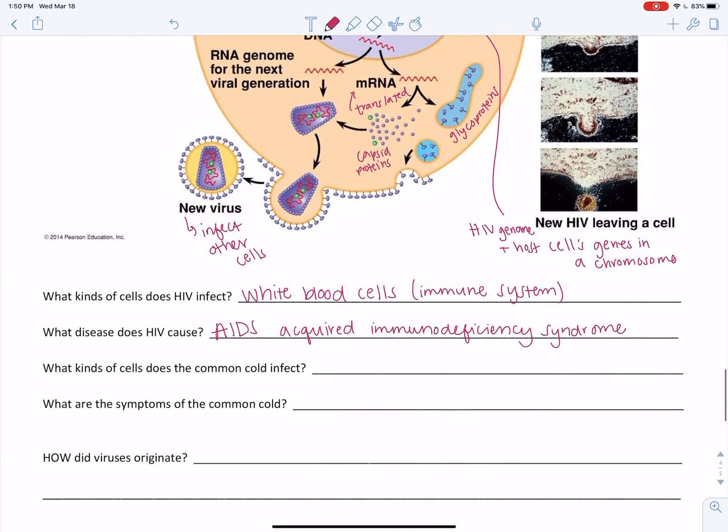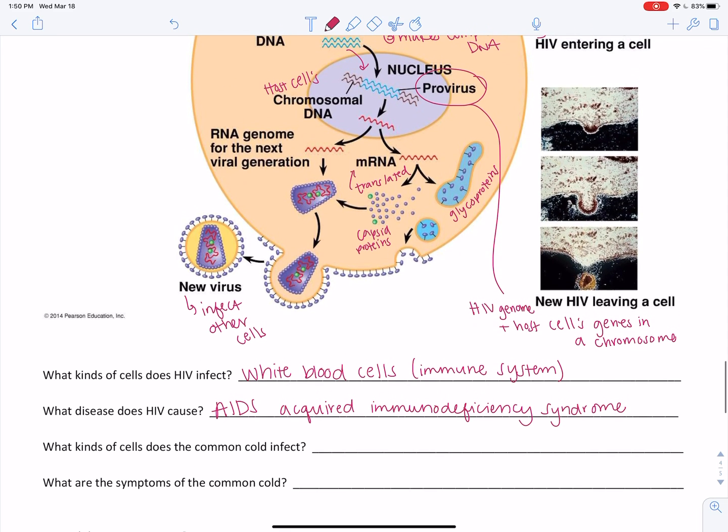The last question's on here. What kind of cells does the common cold infect? The common cold infects epithelial cells of your respiratory tract.